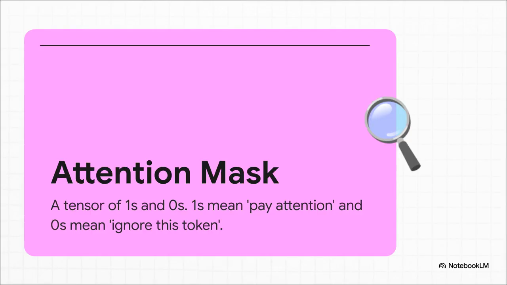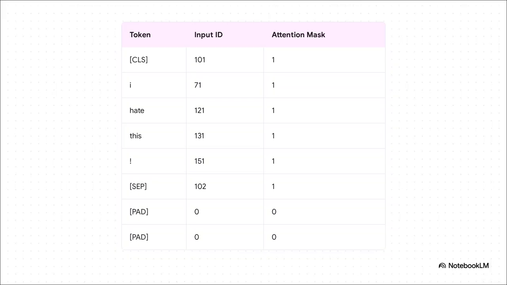We solve this with an attention mask. It's just another tensor, the exact same size as our input, but it's incredibly simple. It's just a bunch of ones and zeros. A 1 tells the model, hey, pay attention to this token, it's real. And a 0 tells the model, nope, this is just filler, ignore it completely. And this right here, this is the big aha moment. Just look at this table. Every real token in our sentence gets a 1 in the attention mask column. But as soon as we hit those padding tokens at the end, boom, the mask switches to 0. We are literally giving the model a map that tells it exactly where to look.